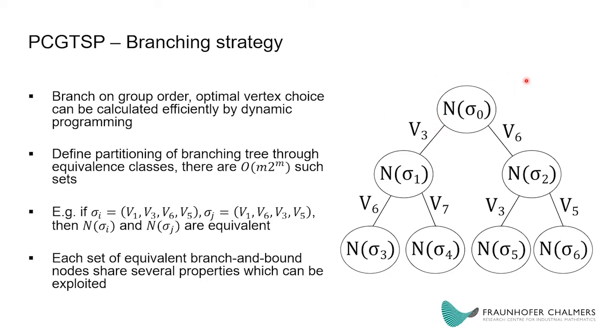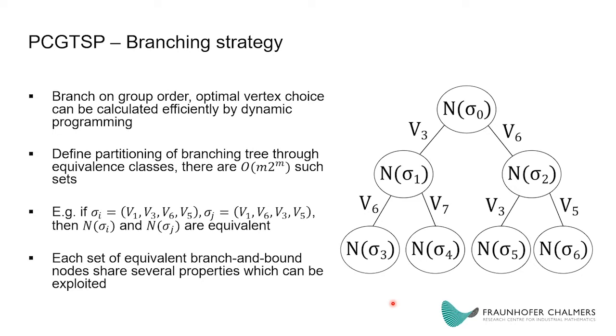Every branch then corresponds to a choice of which group to visit next. So for example, sigma 1 here contains the group sequence V1, V3, while sigma 3 contains the sequence V1, V3, V6.